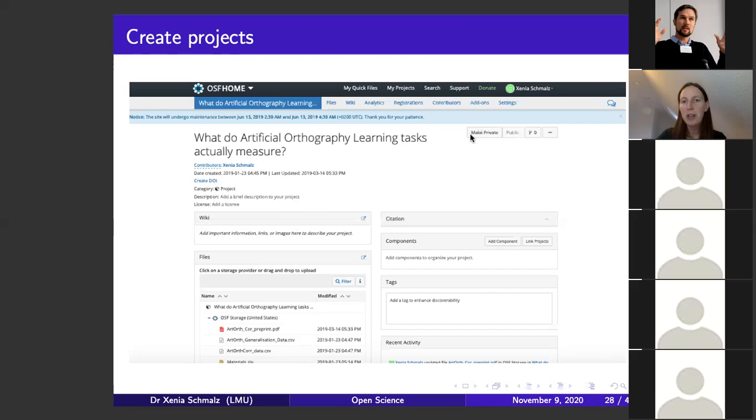Then you can make this project either private or public. So if it's set to private, then only your contributors can see it. Nobody else can. So when you are still working on this, then it's a good setting, perhaps, if you don't want people to see your work in progress. If you make it public, then everyone who has the link can access it. So that's the point, or one of the main points. It makes it really easy just to share everything about your project from every stage of the life cycle of the research project.